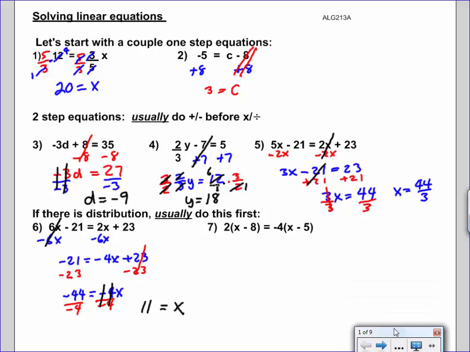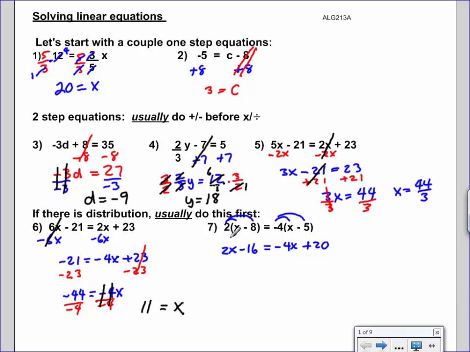Okay, we'll try another one here, and this one will be with distribution. So you should usually and almost always distribute first. There will be rare exceptions. Distributing across 2x minus 16. And be careful when you're distributing a negative. Negative 4 times x is negative 4x, and a negative and a negative will make that plus 20.